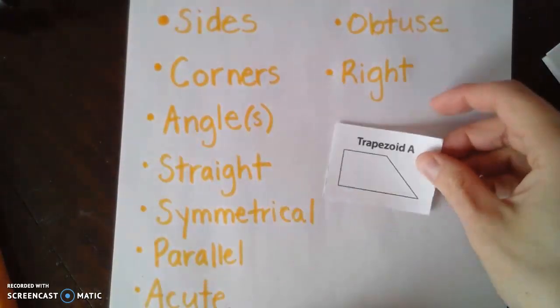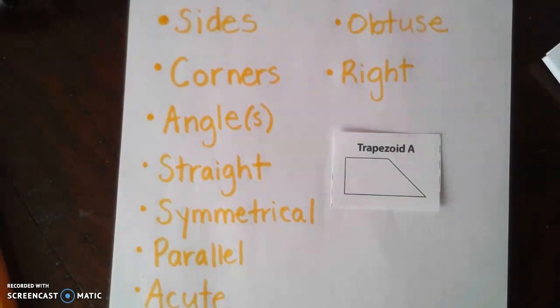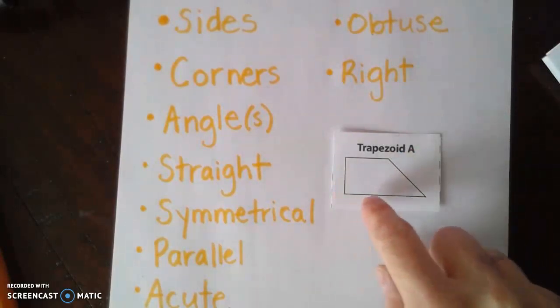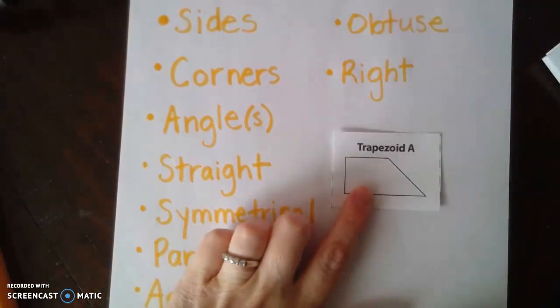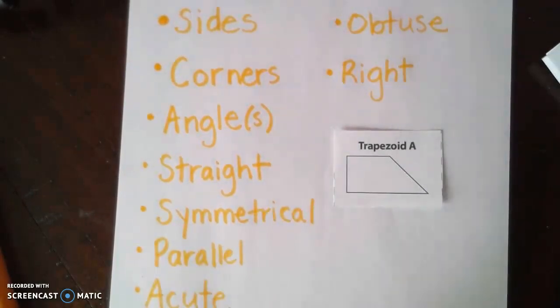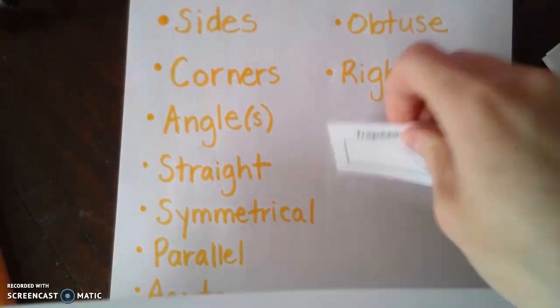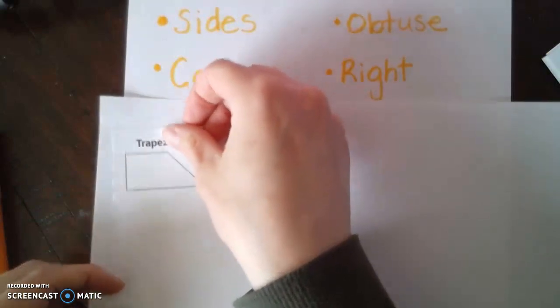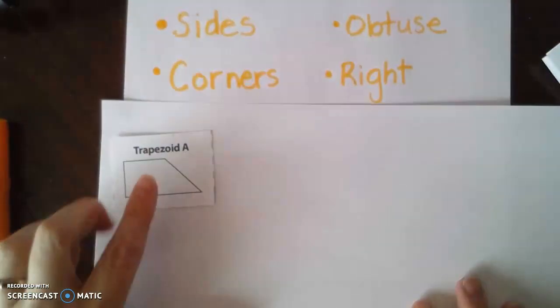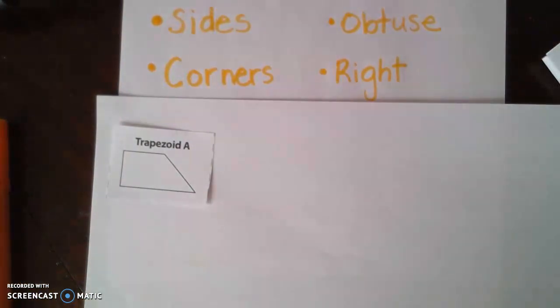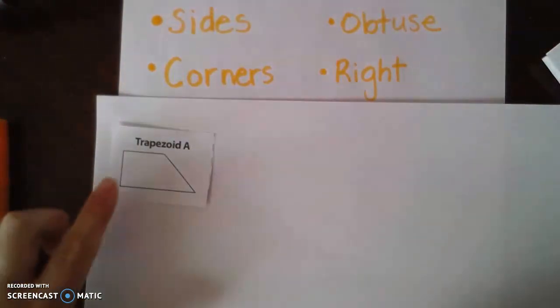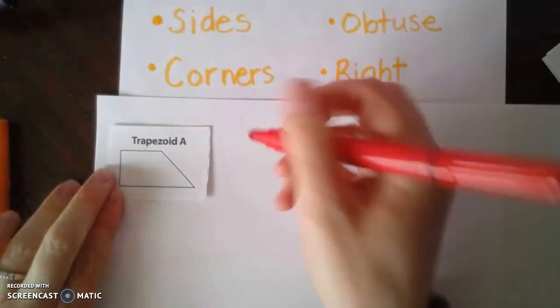I am going to go with trapezoid A. So I'm going to talk about a trapezoid, and this one specifically because it has a specific type of angle that I want to be talking about today. So now that I've chosen trapezoid A, I am going to write down some attributes I know about trapezoid A. I'm going to leave some of my vocab words up there so you can see them. One of the first things I see right away is that it has a right angle. So I'm going to write that down.